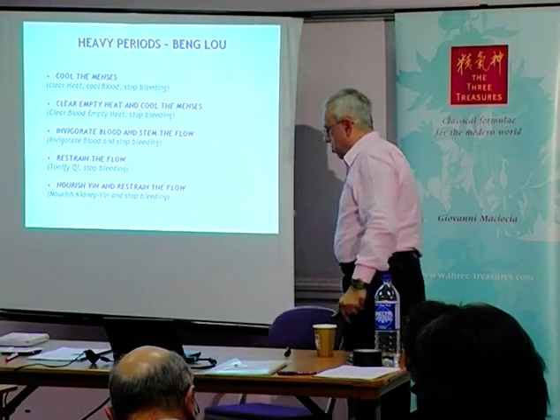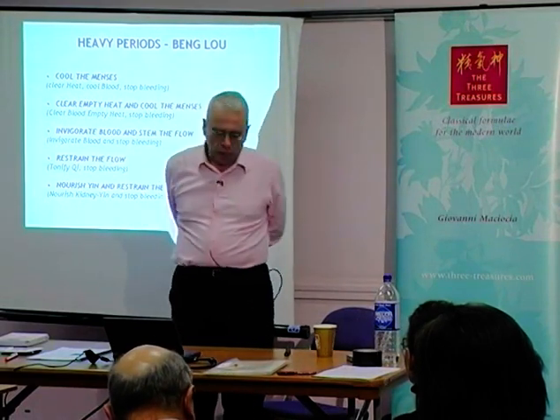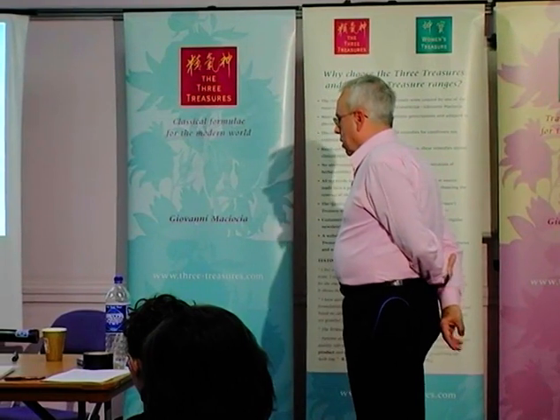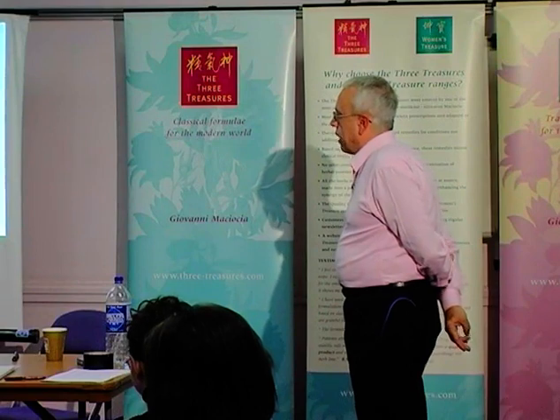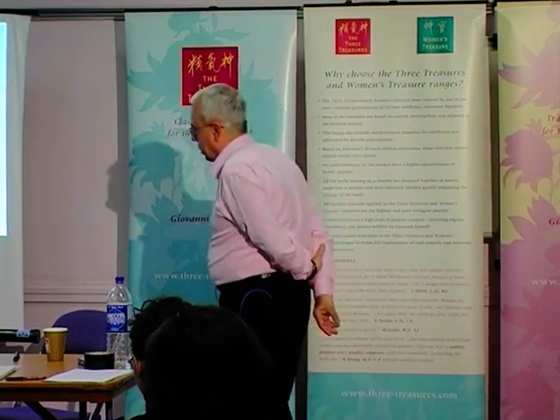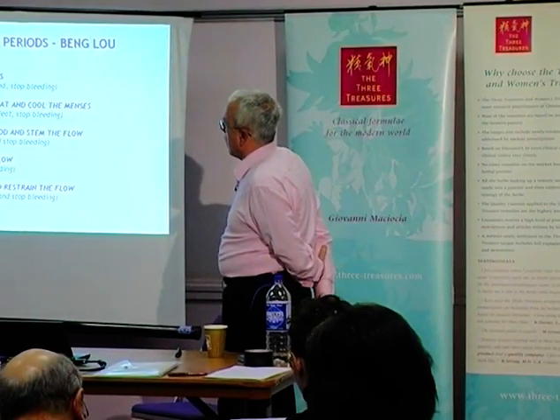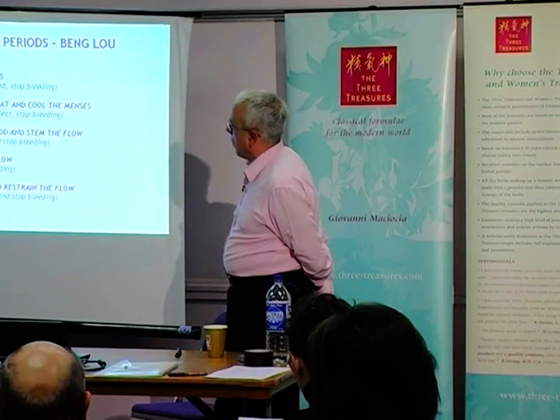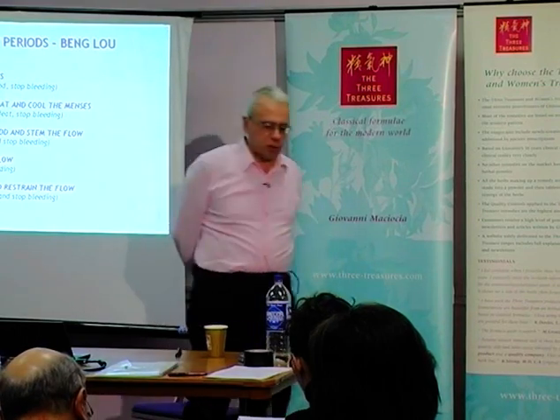If she was bleeding from Qi Xu, I would probably use restrain the flow. And that's a bit different because that tonifies kidney Qi as well. I would use that primarily in phase 1 itself, the period itself, and just tonify the kidneys at other times with either unicorn pearl or strengthen the root.